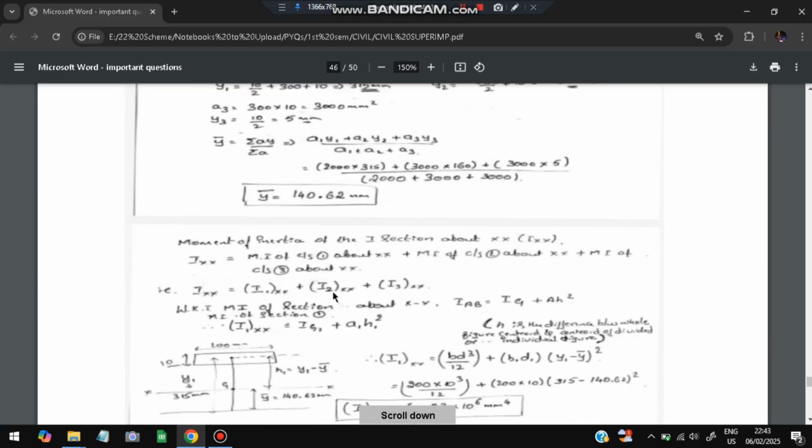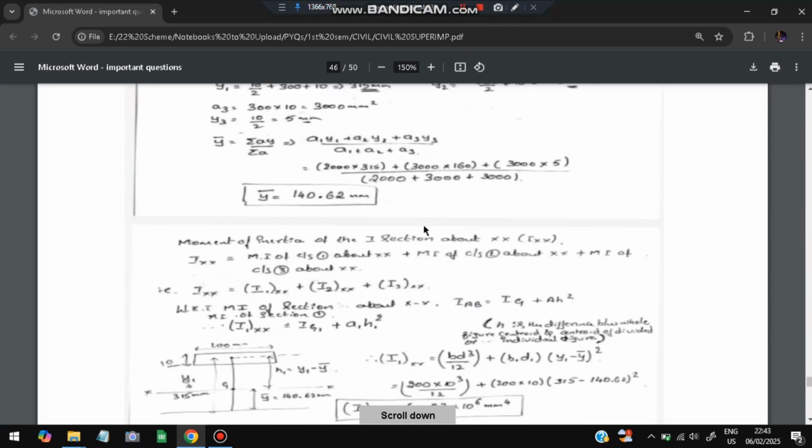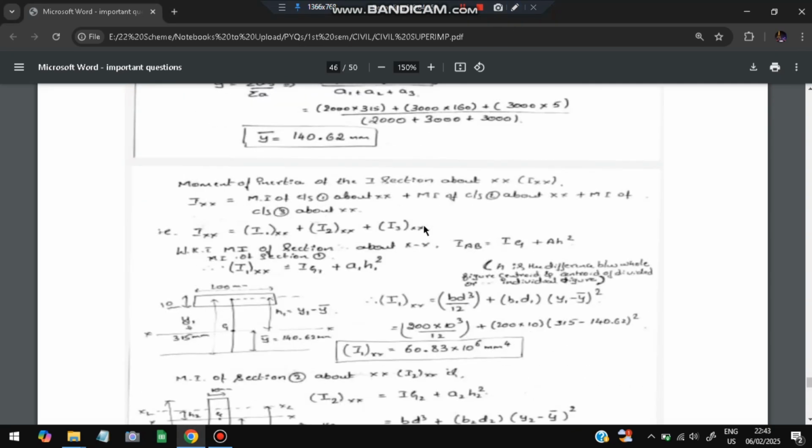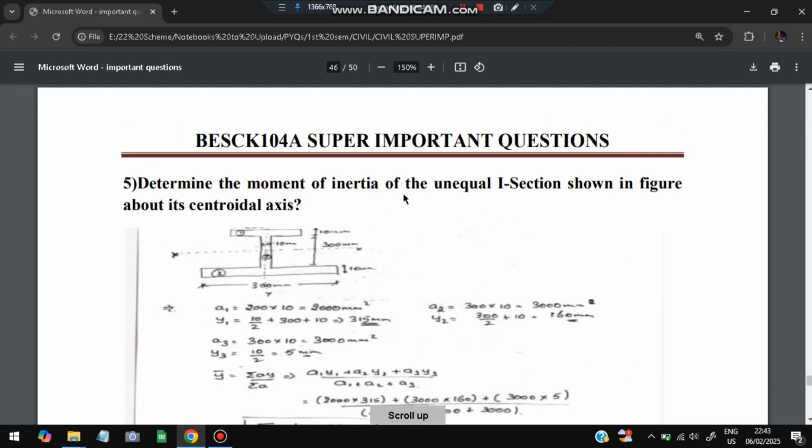Calculate the average of it, and then we'll keep it here. Then we'll calculate the moment of inertia for the I section about x6, which is Ix6. So Ix6 means this point will be taken into consideration, and from here we'll be calculating the moment of inertia. So the distances with respect to that axis, that will be Ix6, and I2 axis and I3 axis. For three objects we'll calculate.